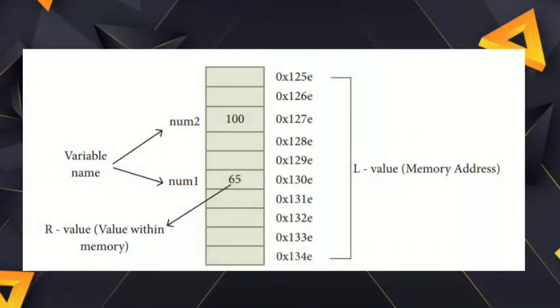Let's see an example. Variable names are called M1 and M2. Okay, M1 is 65, M2 is 100. Value within memory is the R value. Okay, 65 is the R value. Next one, the L value is called memory address.